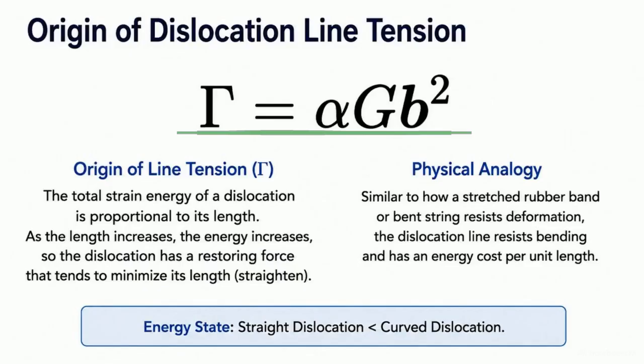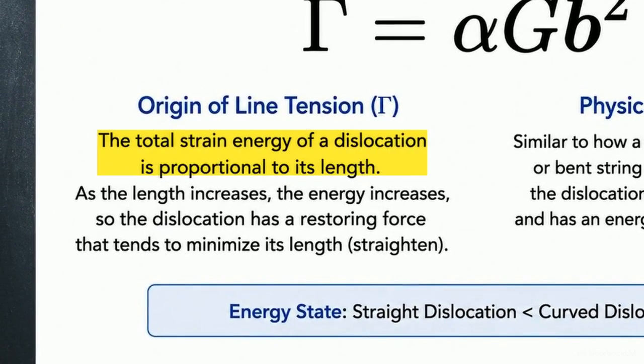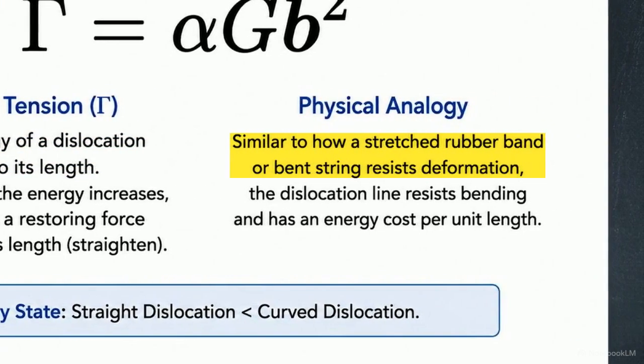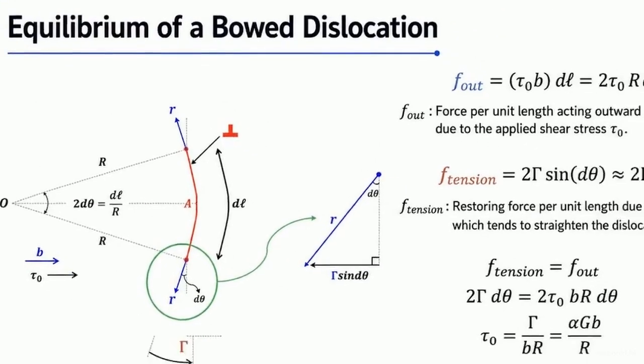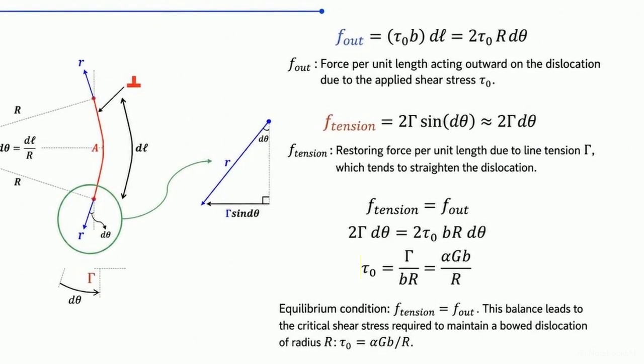While external forces push a dislocation, the material resists internally through line tension. Because strain energy is proportional to length, the defect resists bending, acting like a stretched rubber band with a specific energy cost per unit length. Here, applied shear stress forces the dislocation to bow outward, while line tension fights to pull it straight. At equilibrium, these balance. Equating them derives the critical shear stress needed to maintain a bowed dislocation of radius r. Tau naught equals alpha G b over r.